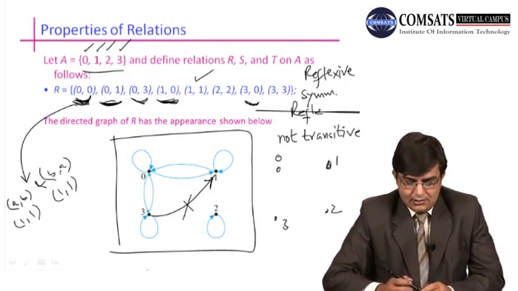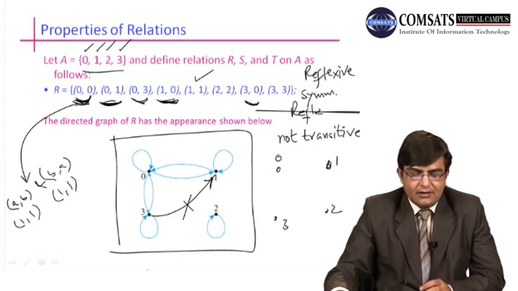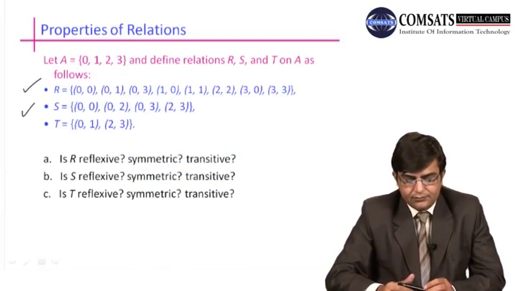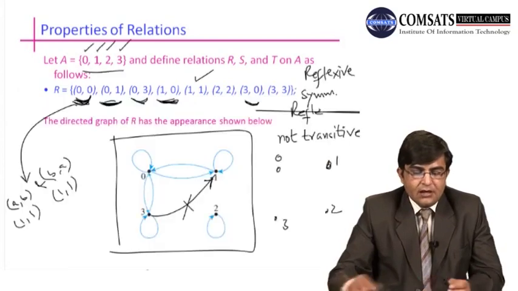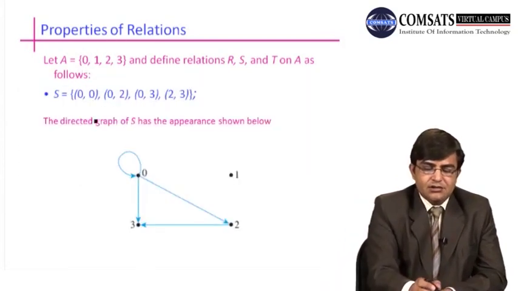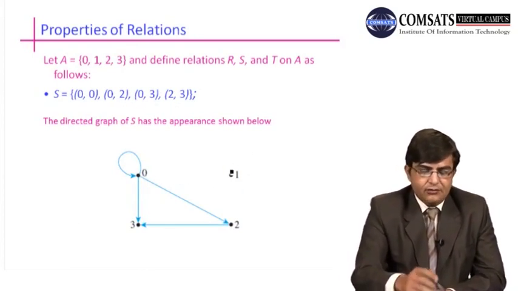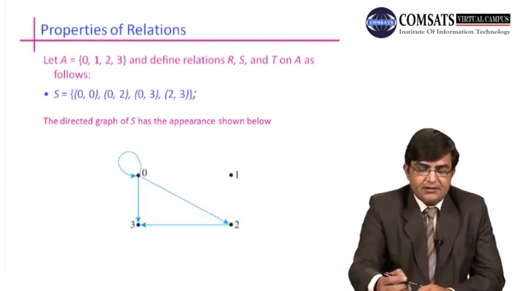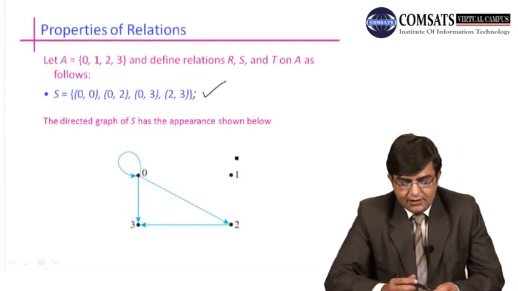This is how we can check these three properties: reflexive, symmetric and transitive, using directed graphs. Now we consider the second relation, and we shall check whether this relation is symmetric, transitive or reflexive. This relation can be (0,0), (0,2), (0,3), (2,3). We draw the elements 0, 1, 2, 3 and draw the arrows to represent this relation. In short, we constructed a directed graph.